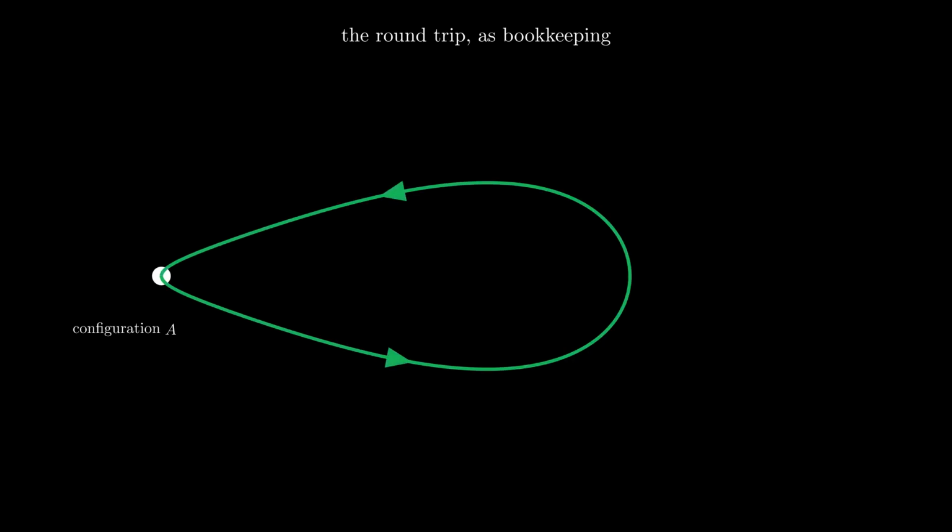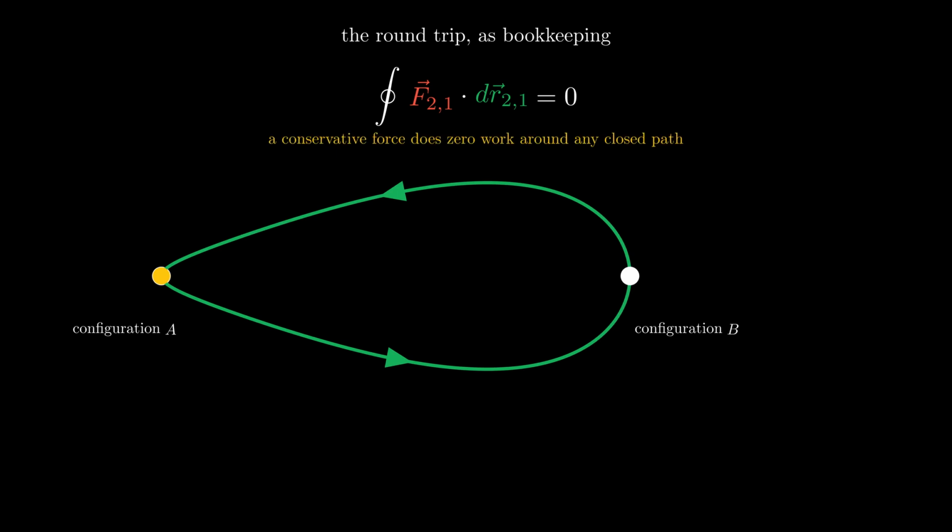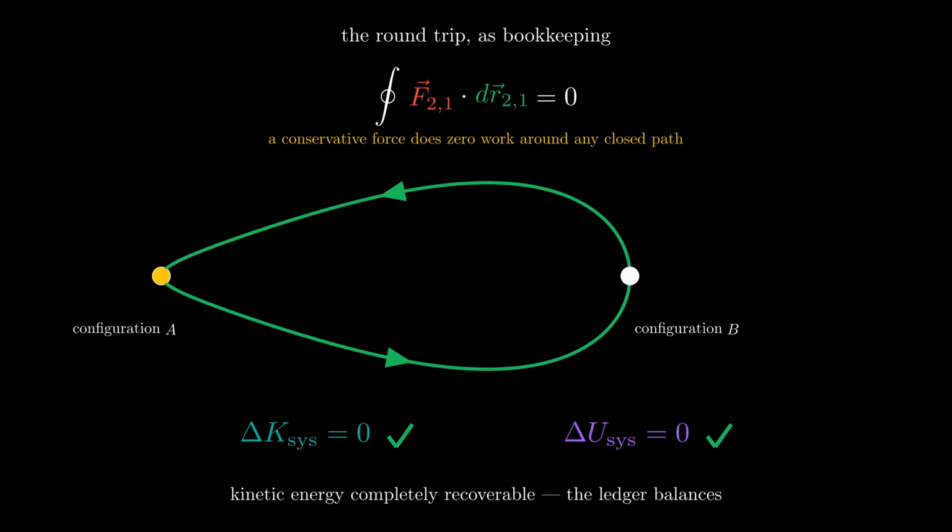Now restate the previous video's promise as bookkeeping. Send the system on any excursion that returns it to its starting configuration. The conservative force does zero work around that closed path, so delta K over the round trip is zero, and delta U is zero too. The kinetic energy is completely recoverable, now a plain line of accounting.